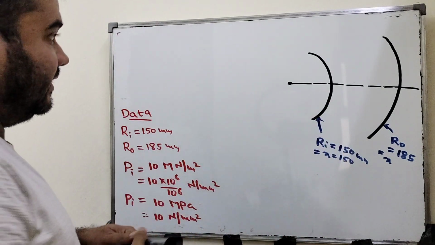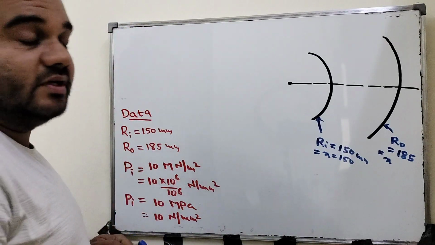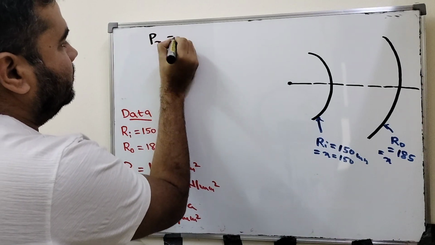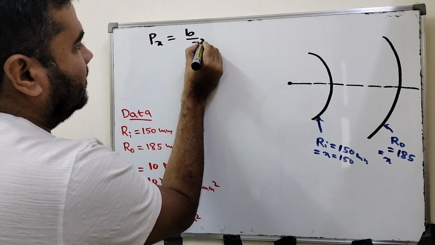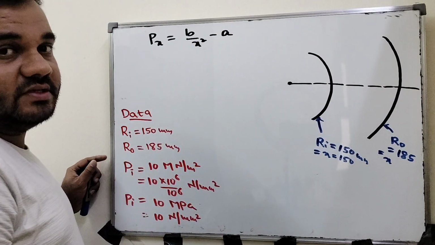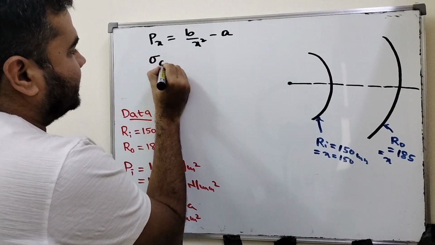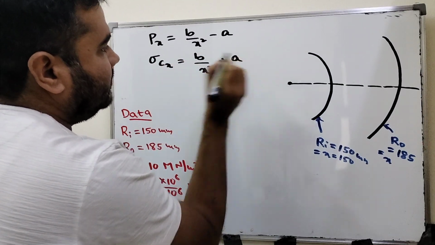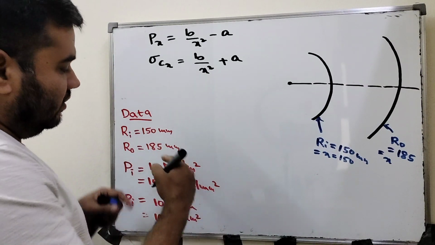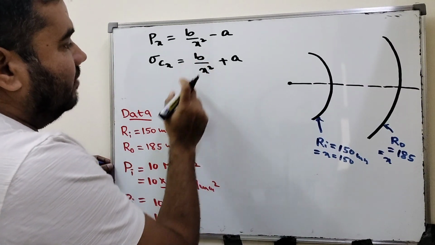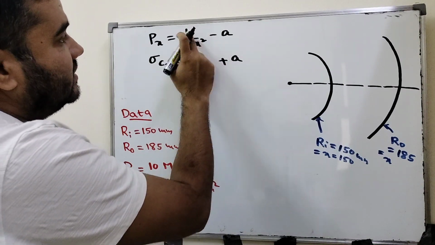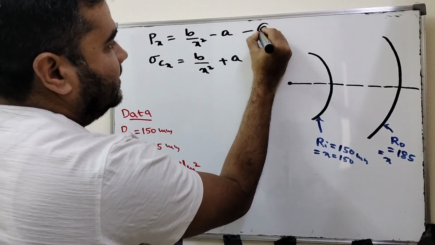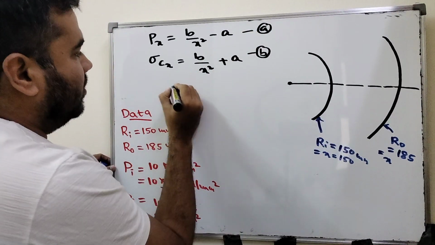Now first we will write Lame's equations. Lame's equation: p at x equal to b by x square minus a. This is one equation. Second one, sigma c at x equal to b by x square plus a. Now, based on the data given, we apply the boundary conditions and solve for the constants a and b from these two equations. I will call this the a equation and this the b equation. Okay, boundary conditions.